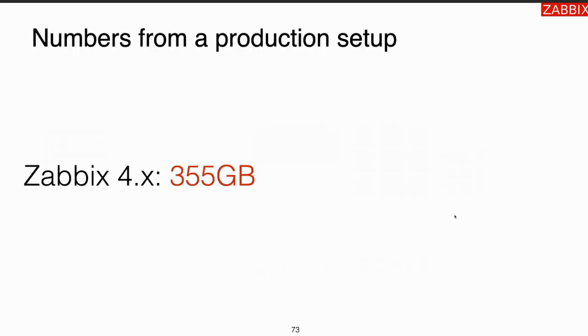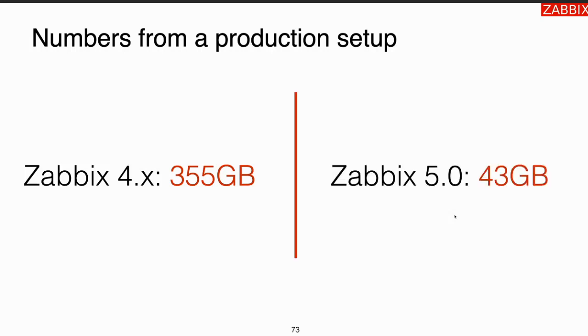Today I actually received some numbers from a production setup. One of our users upgraded Zabbix to 5.0 with TimescaleDB compression enabled. In Zabbix 4.x, it was 355 gigabytes of database. And now in Zabbix 5.0, it's 43 gigabytes. It took about one night for TimescaleDB to do this compression. But as we can see, it's about 12%. So we saved close to 90% of disk space. I think this is a huge improvement.